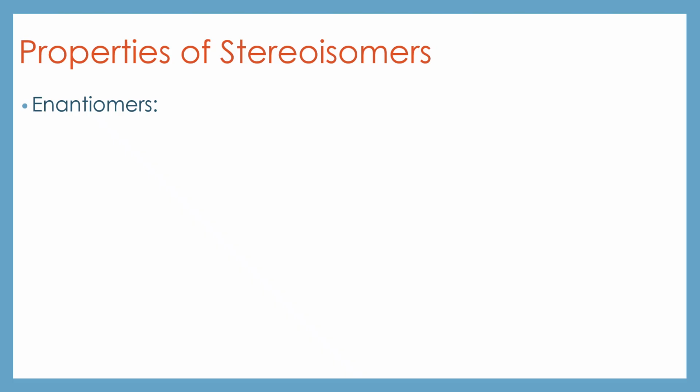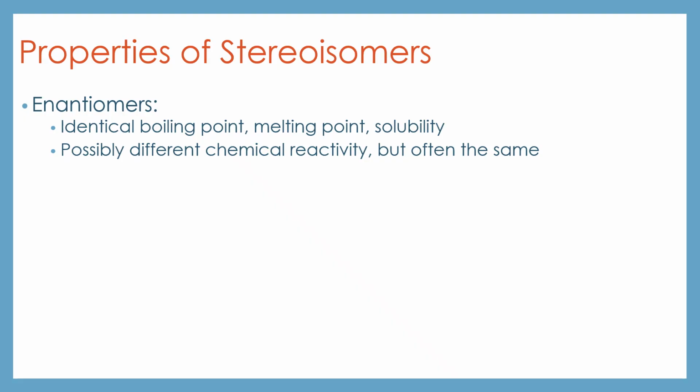So if you have an enantiomeric pair of molecules, they will have an identical boiling point, melting point, and solubility. Because their 3D shape is identical except opposite, they're going to have all the same intermolecular forces. They'll even have the same pKa. They may have different chemical reactivity depending on whether you are interacting with something that's chiral, but often they're going to react in the same way.